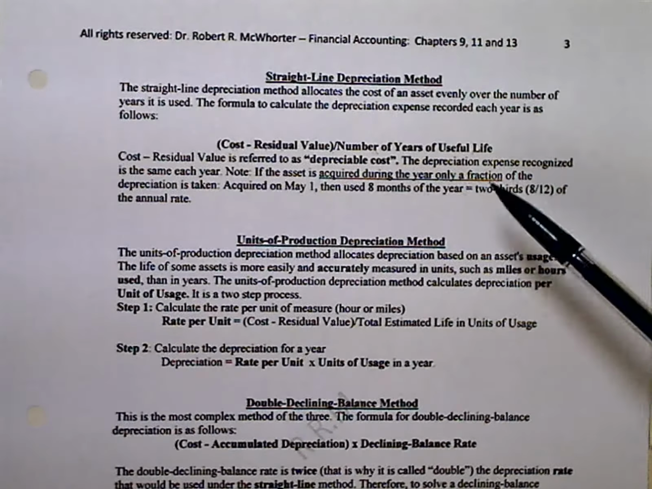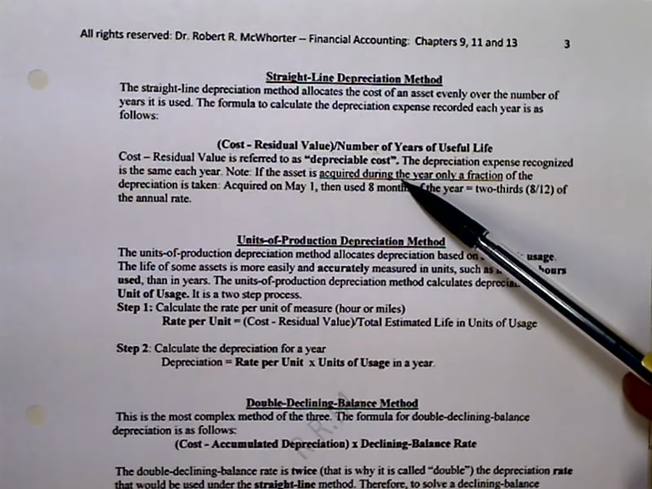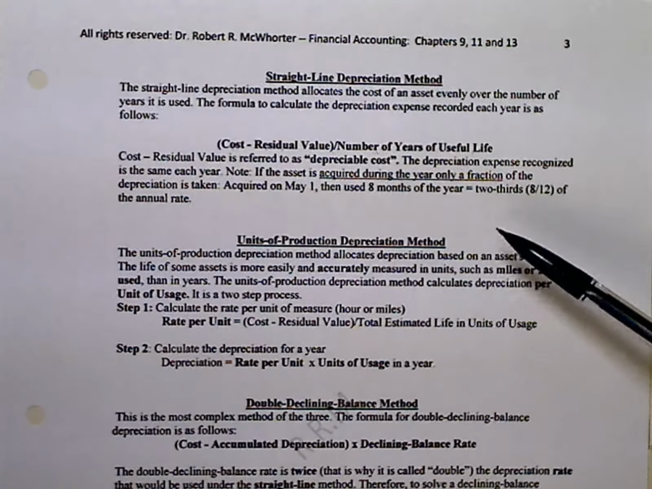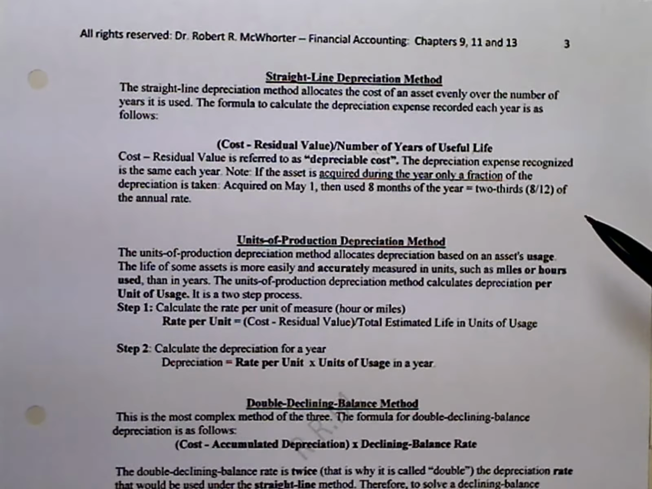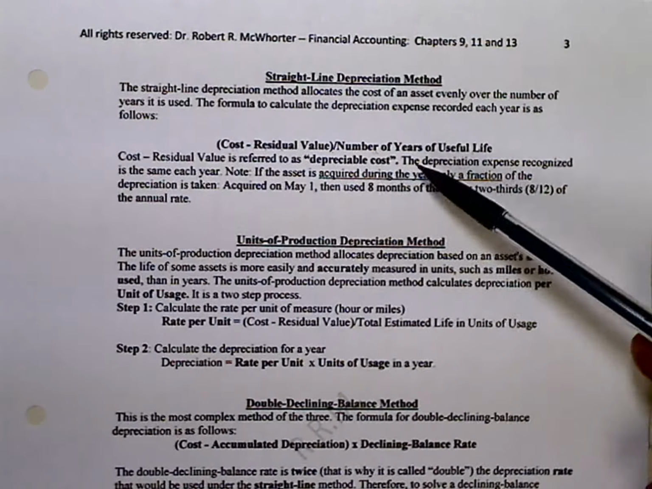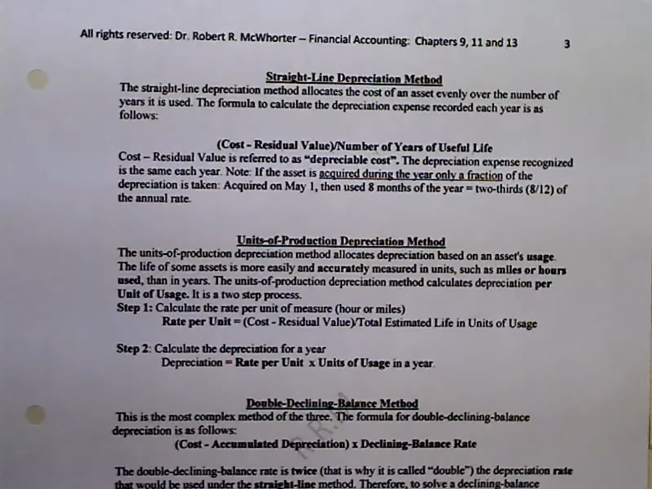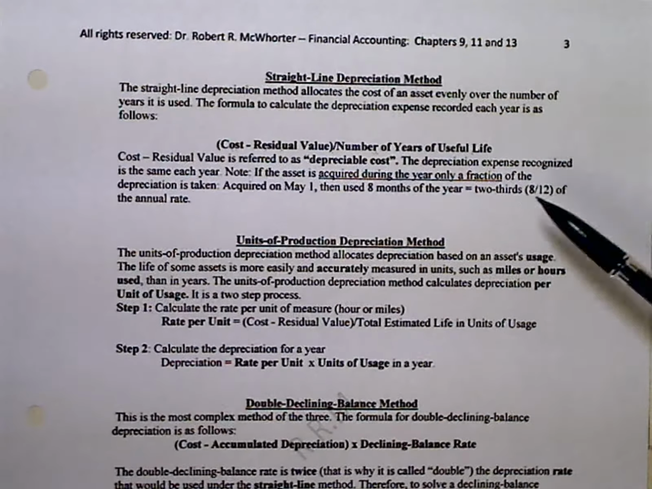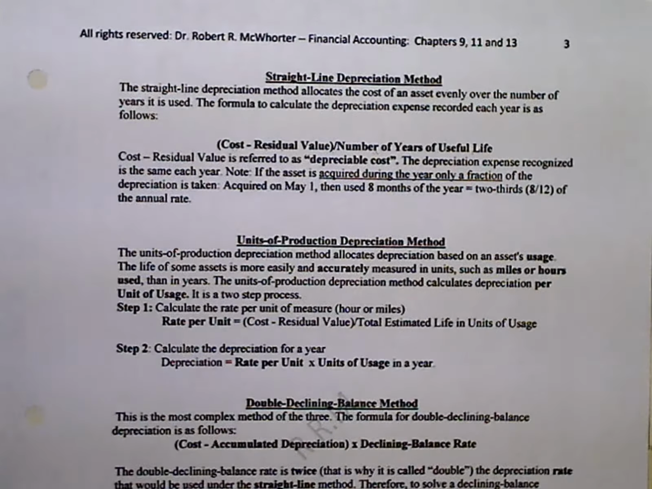Now that's for a full year. If a depreciable asset is used for just a fraction of a year, then you just take a fraction of that year. For example, here, the first year, if we buy it during the year and only use it 8 months during that year, we won't take a full year's depreciation. We'll just take number of months used divided by 12 months.